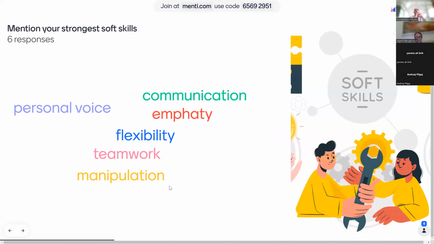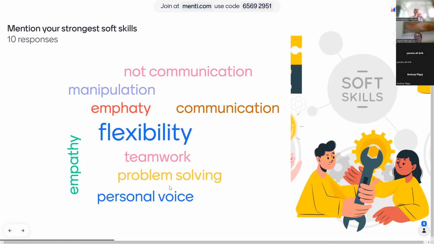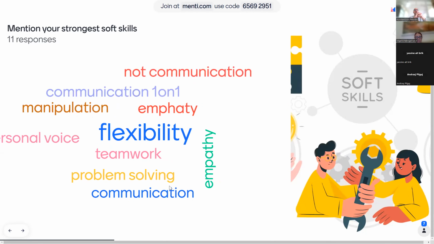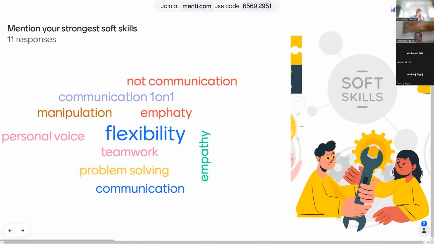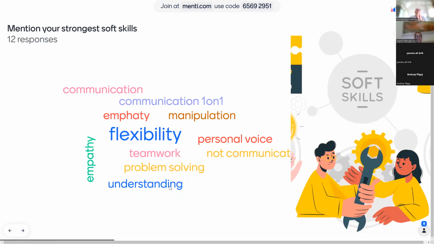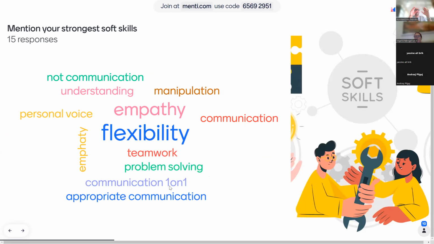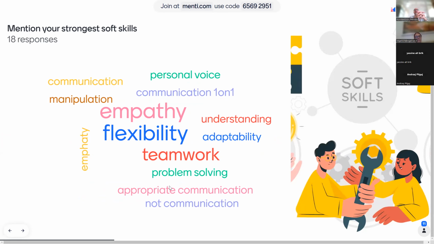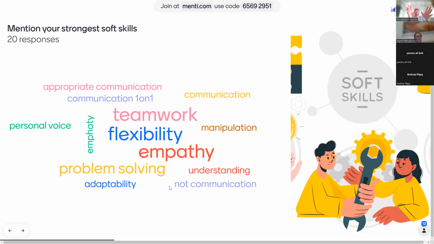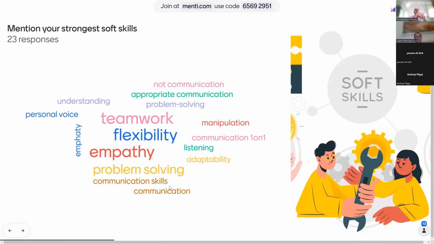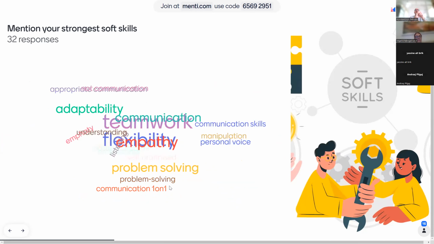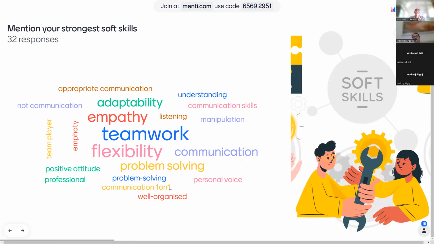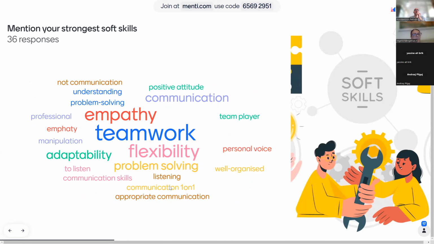Flexibility. I'm flexible at the end of the day. Teamwork. It's very good. Problem solving. The more, the bigger the letter. This reflects that this is something that governs the whole community of ours here. We're 35 people, 34, because I don't count myself. And you can see flexibility, empathy, teamwork is something that rules our group here.